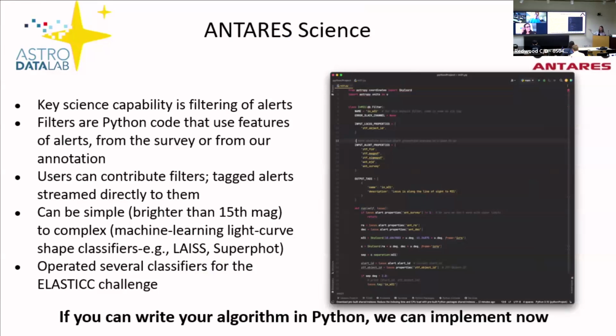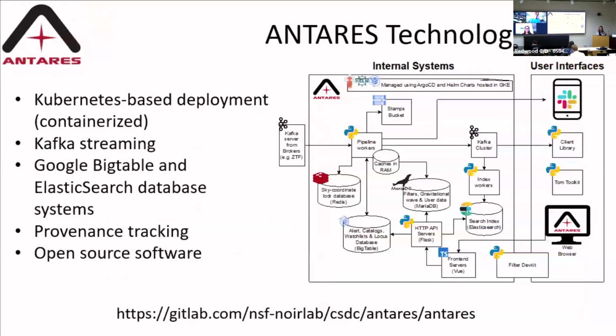So this here, I think, is just a screenshot of some Python to demonstrate that filters can be written in Python. And Antares accepts user filters. So you can design one, test one, and have them adopt it. And then you can have the results of that filter streamed to you in real time. As I mentioned, they can be simple cuts, or more complex, like it does some light curve analysis on an alert and then passes it or doesn't. Antares also operates several classifiers for the challenge. So that is open for you if you want to become an Antares user.